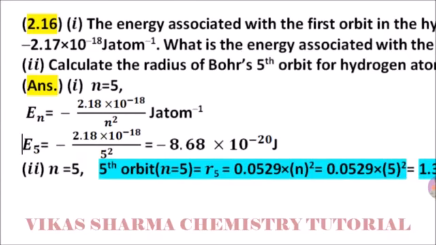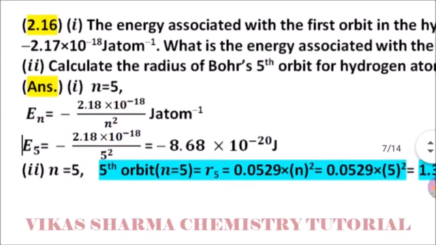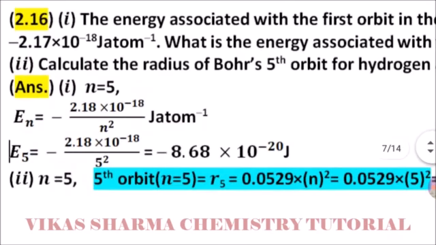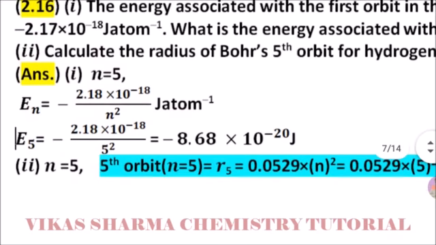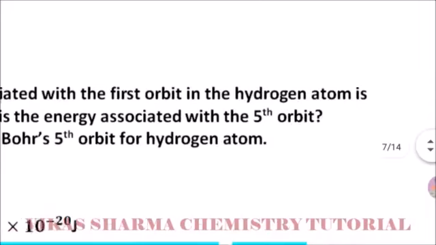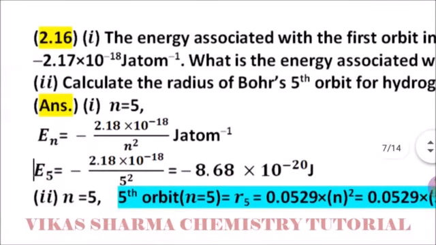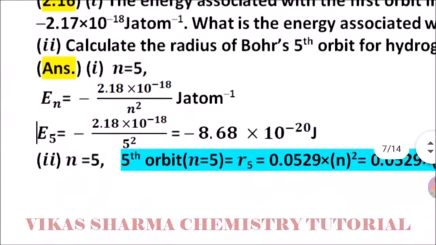So student, in this question the n value is given, n is equal to 5. We know En is equal to minus 2.18 into 10 to the power minus 18 divided by n square joule per atom. So E5, because the n value is 5, is 2.18 into 10 to the power minus 18 divided by n square, meaning 5 square, so it is equal to minus 8.68 into 10 to the power minus 20 joule.